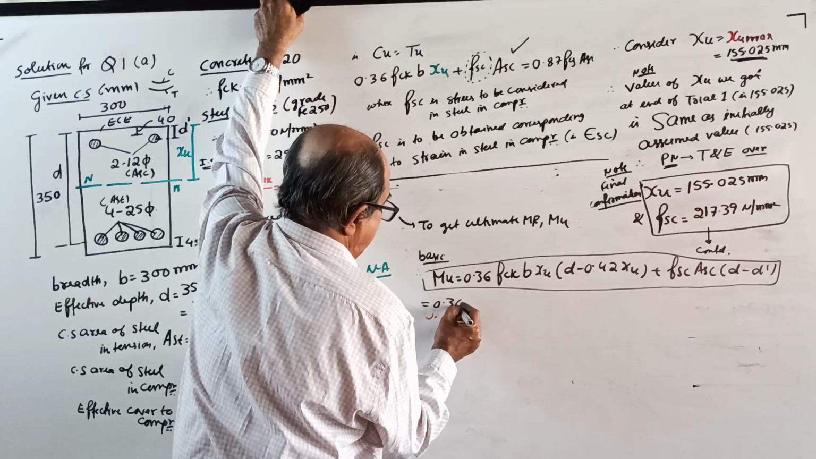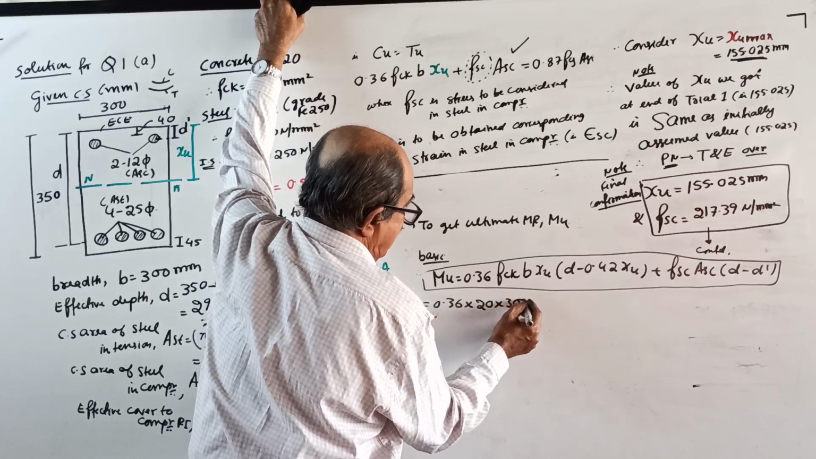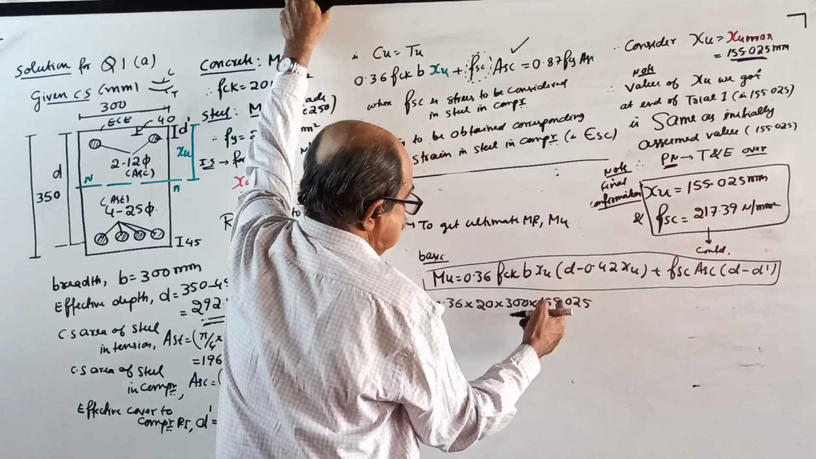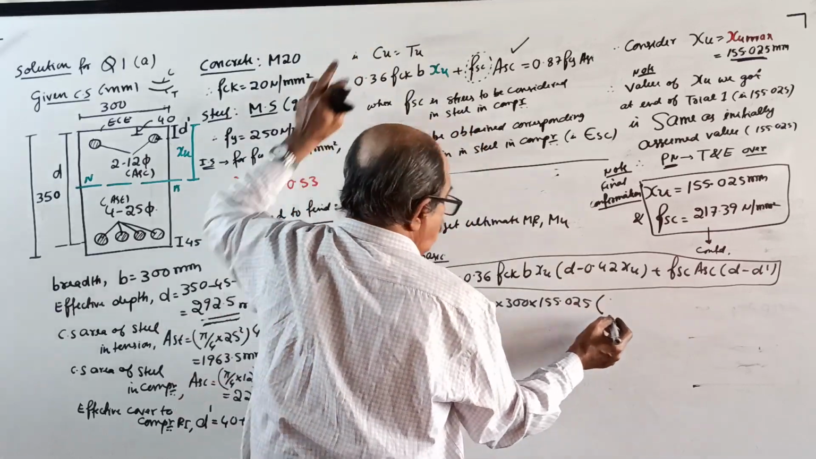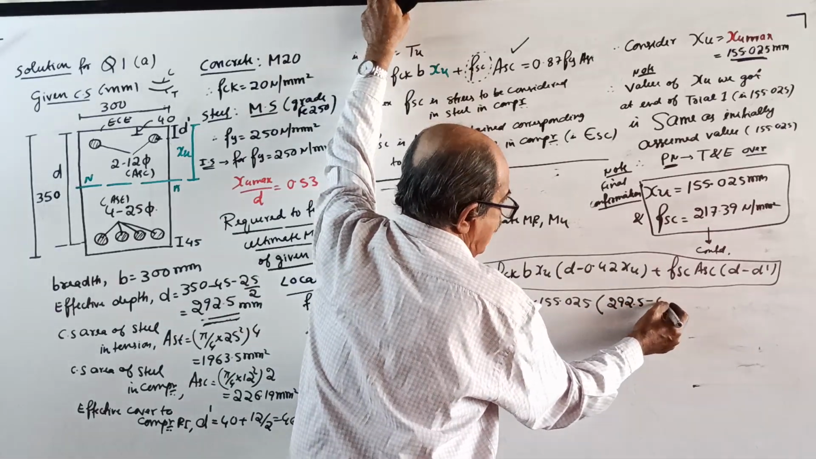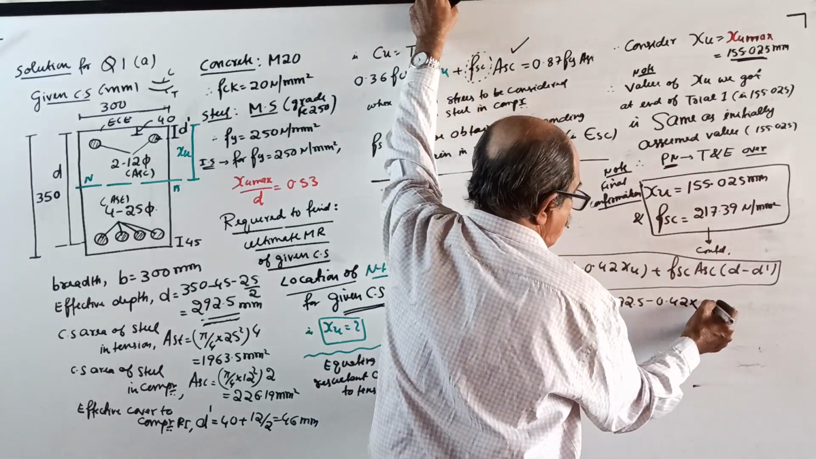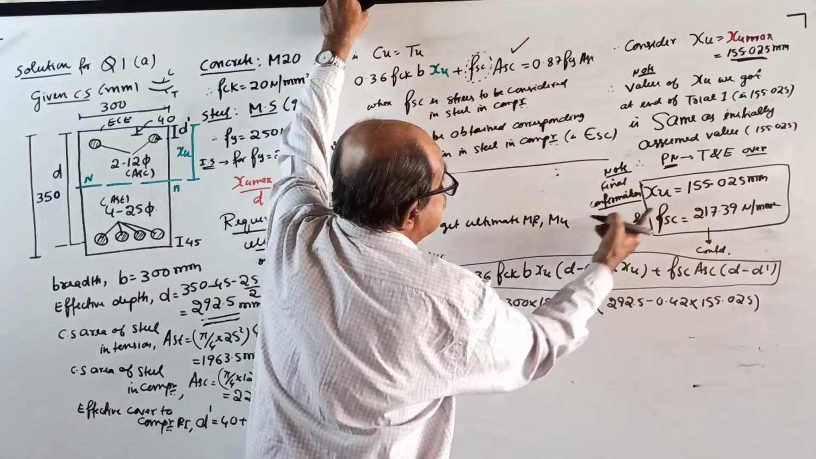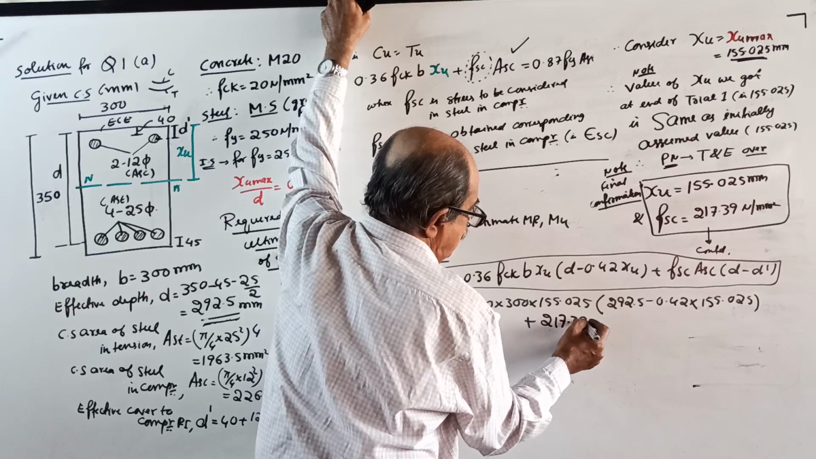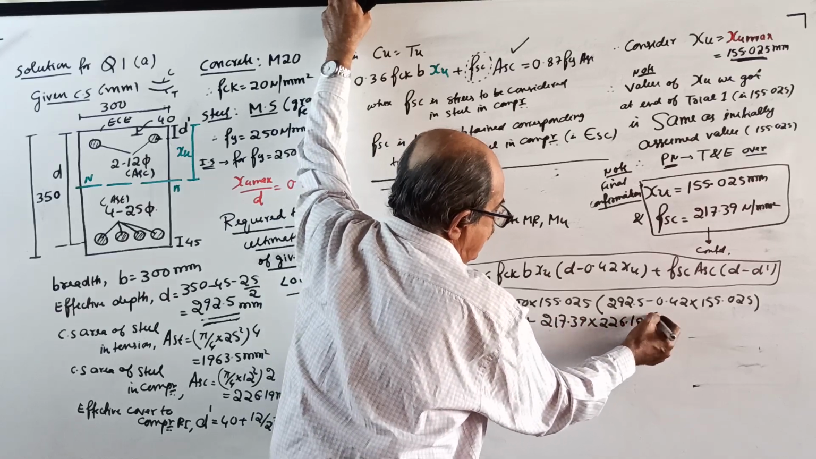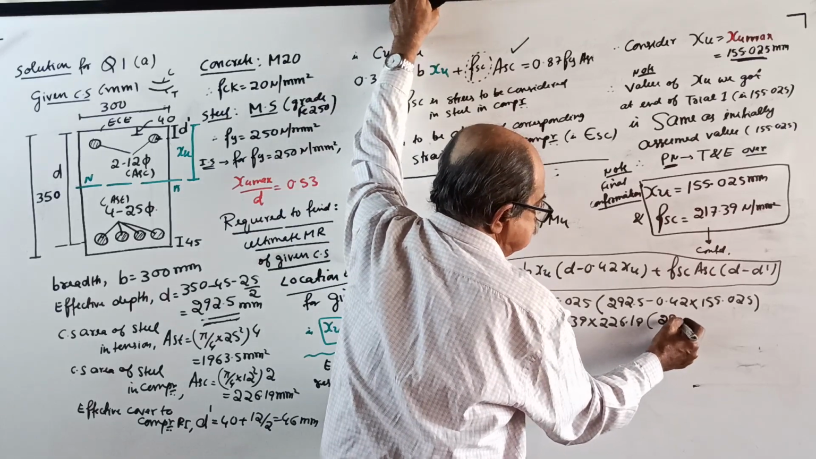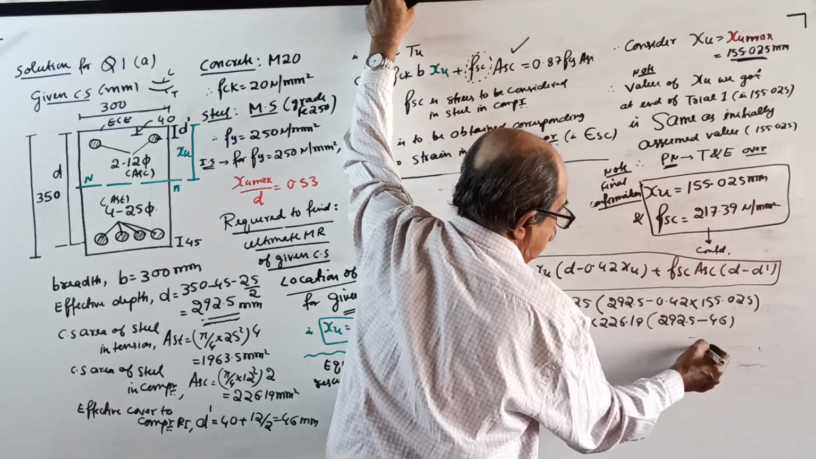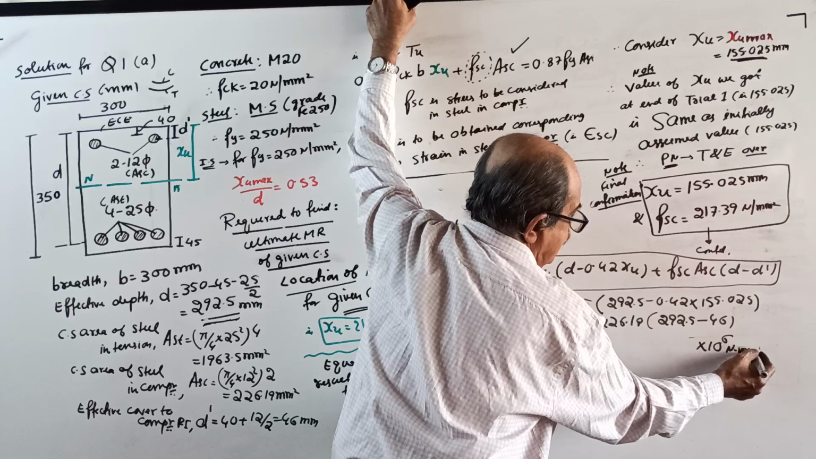Equal to 0.36 into FCK is 20, B is 300, XU is 155.025 into bracket D 292.5 minus 0.42 into XU 155.025, plus FSC here 217.39 into ASC 226.19 into D 292.5 minus D dash 46. Calculate, it will come 10 to the power 6 Newton millimeter.